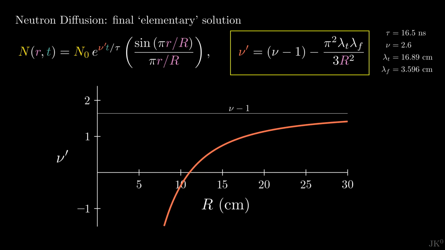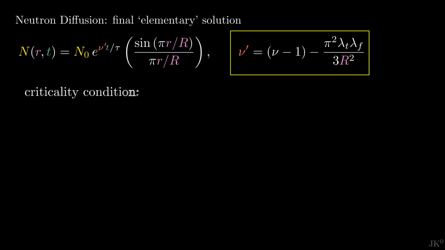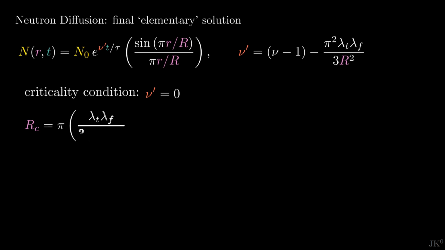So here we can evaluate and find a mathematical expression for criticality. We set the criticality condition to be nu prime equal to 0. And from the expression above, we can simply solve for the radius. And that gives us the critical radius that we usually denote RC. It is given by a combination of pi, which is a constant, the mean free path for fission and for transport, and the average number of secondary neutrons produced by the reaction.